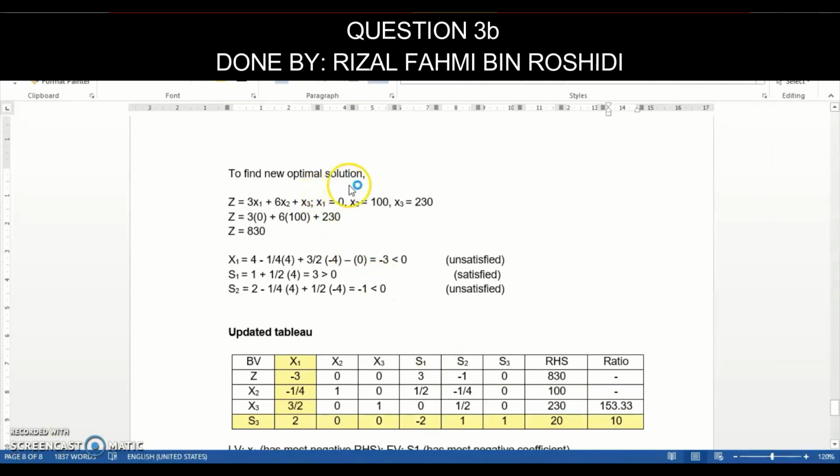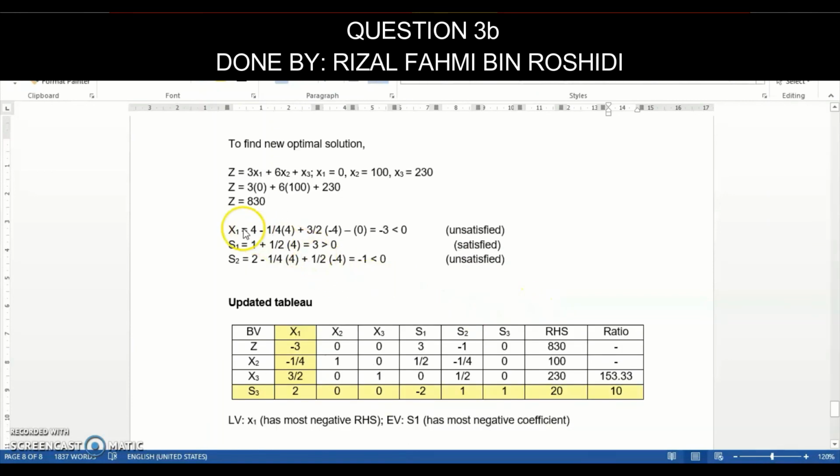In order to find the new optimal solution using the dual simplex method, we have to find the new value of Z, by substituting the values of S1, S2 and S3 into the new objective function, and we will get the new total profit, which is 830. We also have to check the simultaneous optimality condition, as we have X1, X2 and X3 with their coefficients: X1 is negative 3, X2 is 3 and X3 is negative 1. Referring back to this optimality condition, we see that only X2 is satisfied while X1 and X3 are unsatisfied. Therefore, the current solution is no longer optimal.